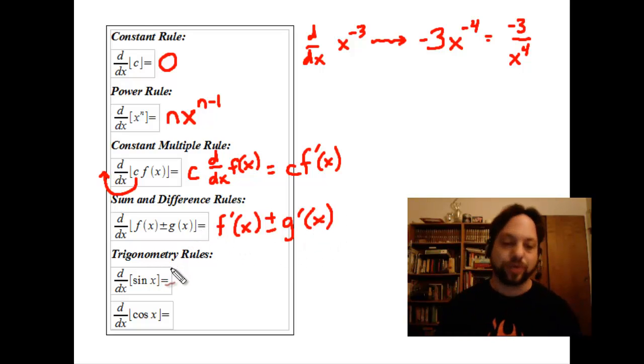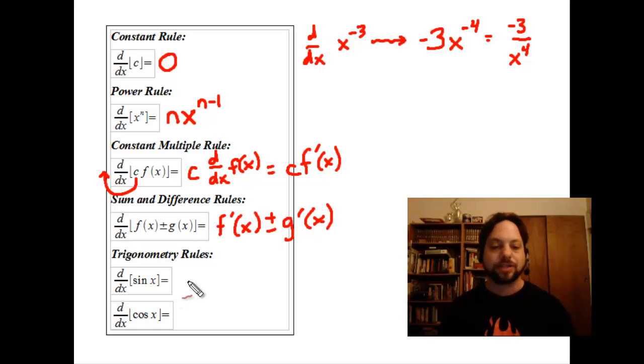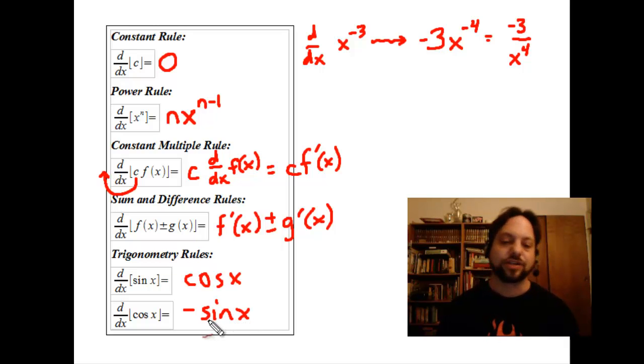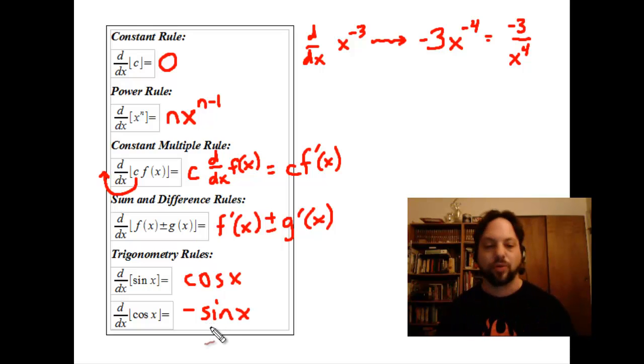So now we get down to the trigonometry rules. We kind of sort of proved this back in lesson 1.1 notes, but the derivative of sine x is simply going to be the cosine of x. The reverse is not necessarily true, though. The derivative of cosine is actually negative sine of x. If you want to prove that to yourself and see why that's the case, simply draw a graph of cosine of x and then find the derivative of each point along it, like what we did in lesson 1.1.